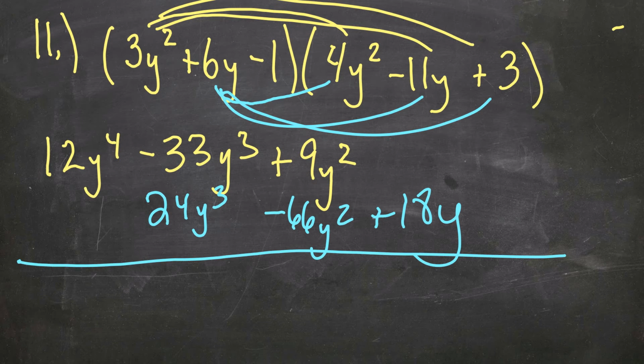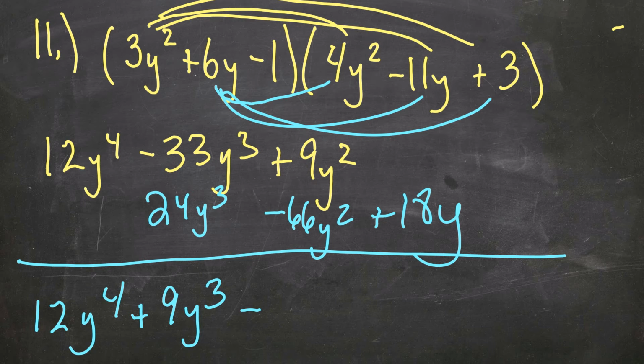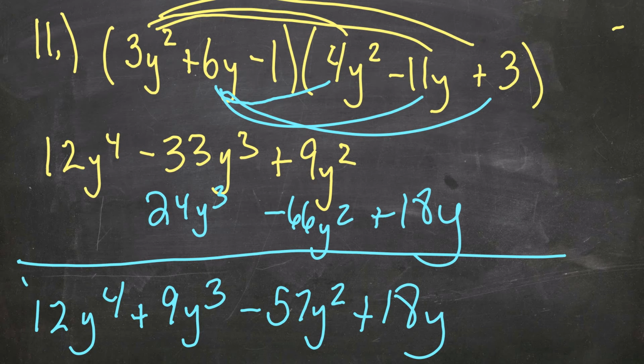Combine my like terms. That gives me 12y to the 4th plus 9y cubed. 9 and negative 66 is minus 57y squared plus 18y. And that's our final answer.